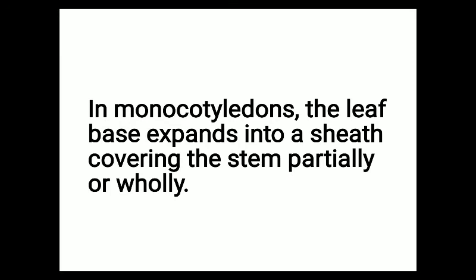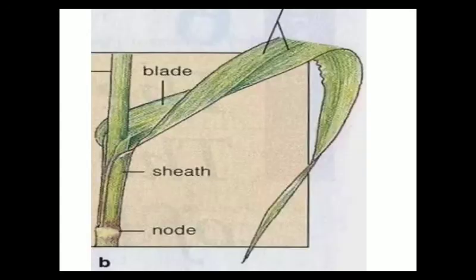The same is written here: in monocotyledons the leaf base expands into a sheath covering the stem partially or wholly. In this diagram it is given.